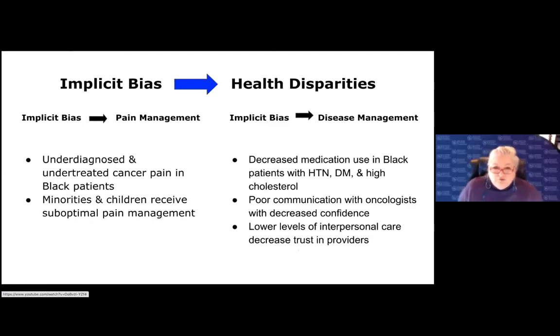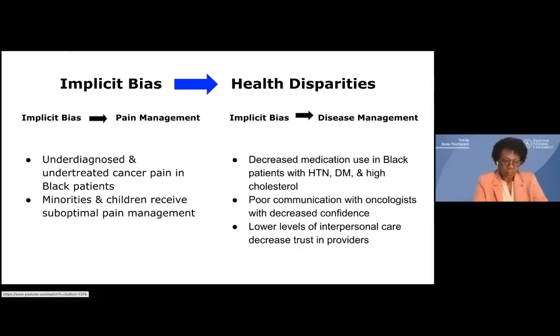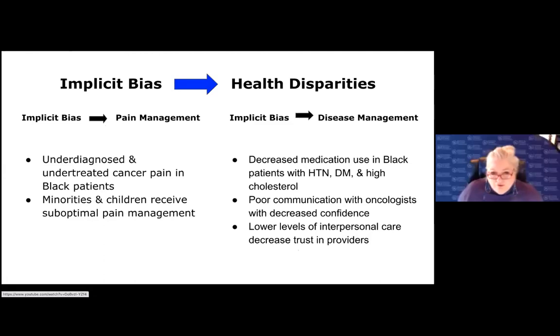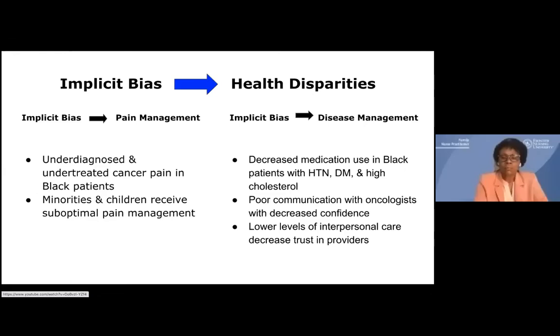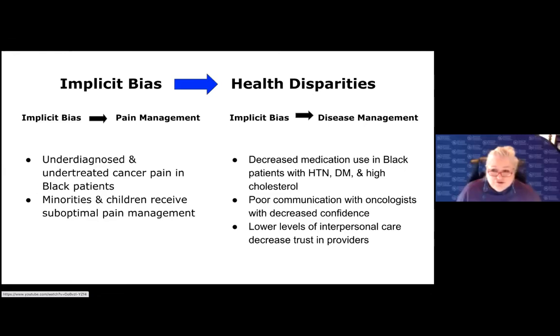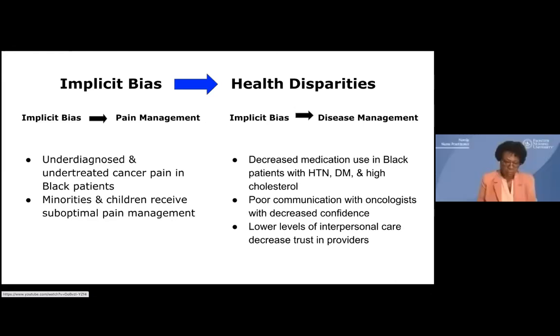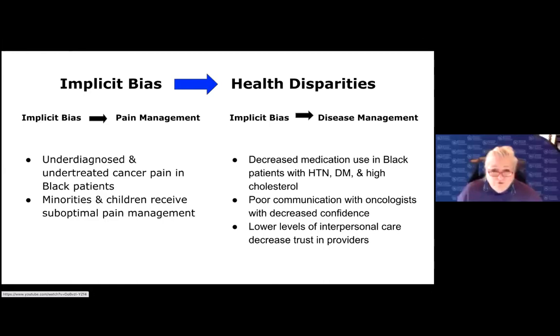Implicit bias can influence pain management. Studies have found that cancer pain in Black patients can be underdiagnosed, underestimated, and undertreated. Also, just in general in pain management, minorities and children receive suboptimal pain management. The expression of pain can be influenced by race or gender and does have cultural influences. Patients may feel they need to be more stoic. They may fear being labeled a hypochondriac. They feel they must be strong, and they're so busy caring for others that they cannot care for themselves.